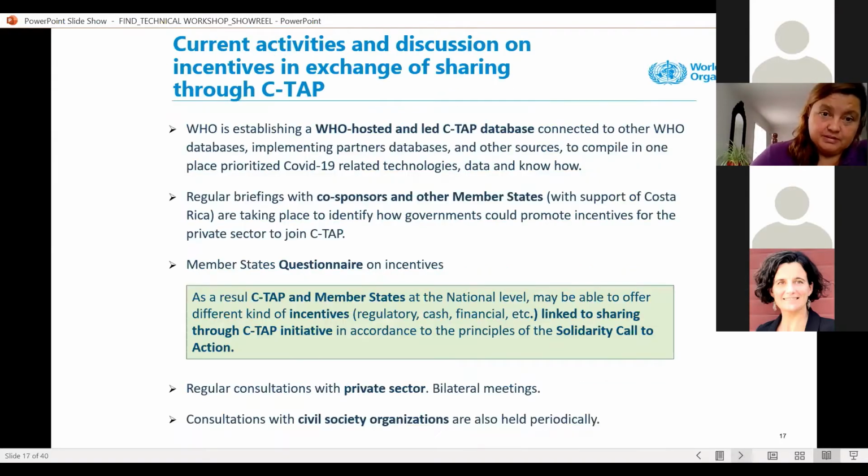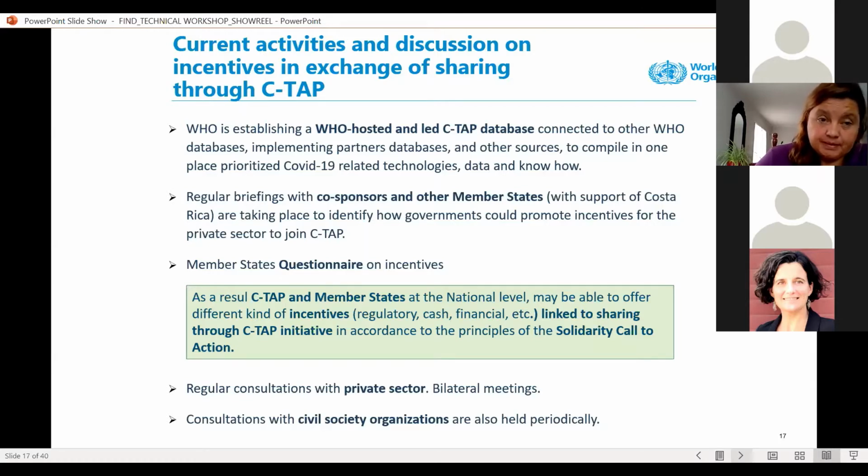The next one, almost done. These are the current activities and discussions in relation to the CTAP. We are working on a very important tool for these negotiations, and a tool that will also be useful for other stakeholders working in this field, to have basic information in a database. This is what we call the CTAP database, where we're going to include key information for some prioritized products, including diagnostics, like patents, licenses, regulatory information about some of these products.